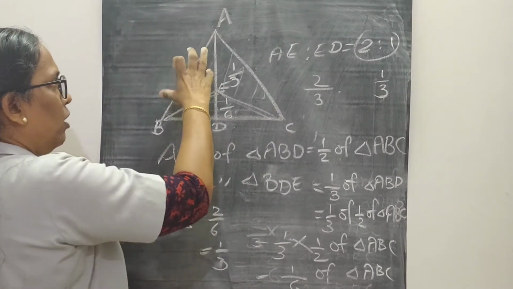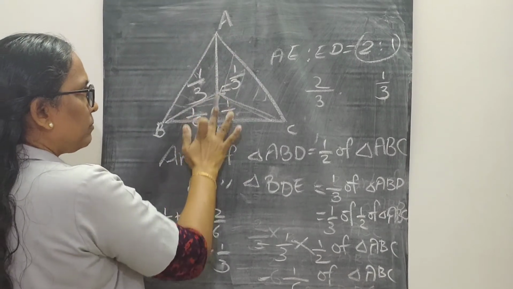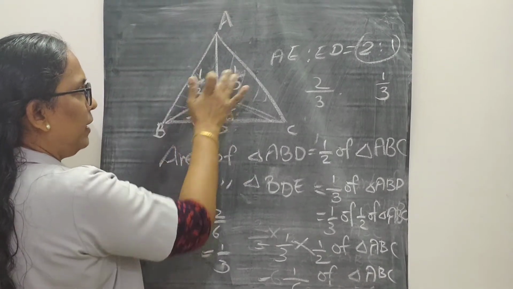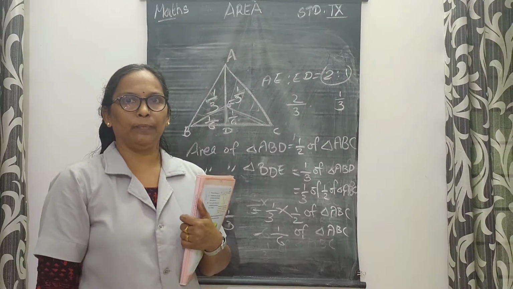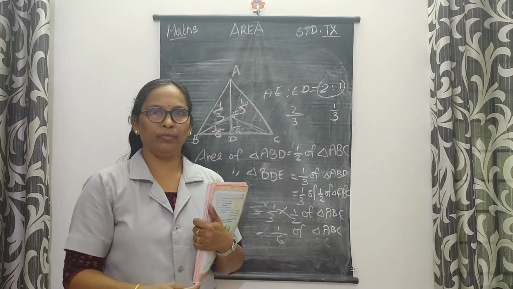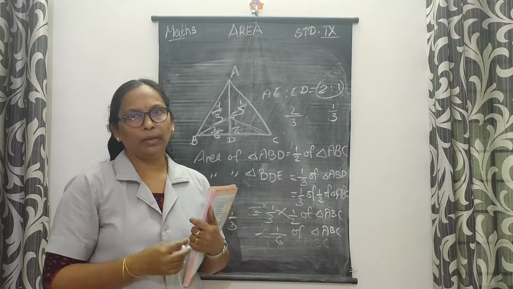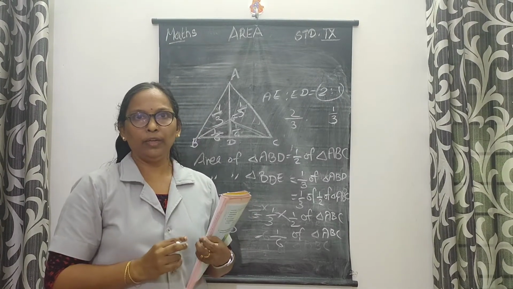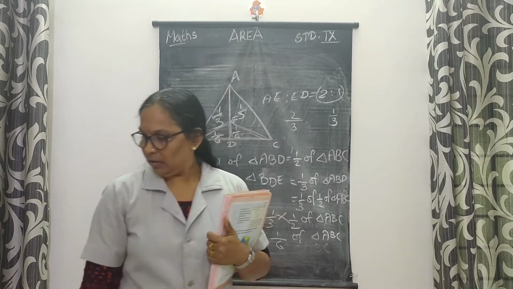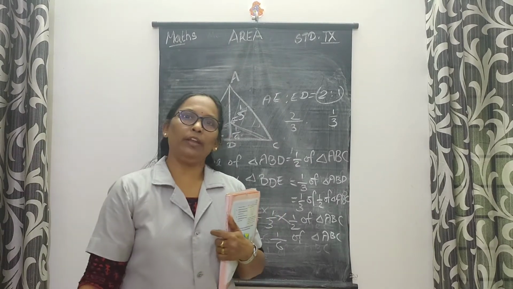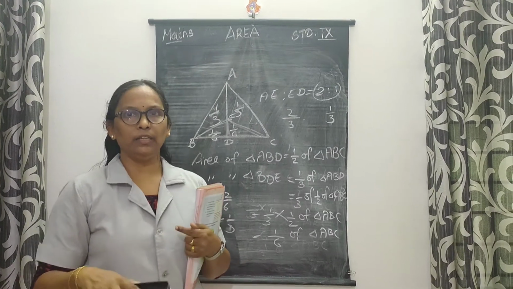That means the area of these three triangles is 1/3 of the whole triangle ABC. Okay. So those who have not completed this question, do it again. Then next, I will recall the things we have studied in the last classes.